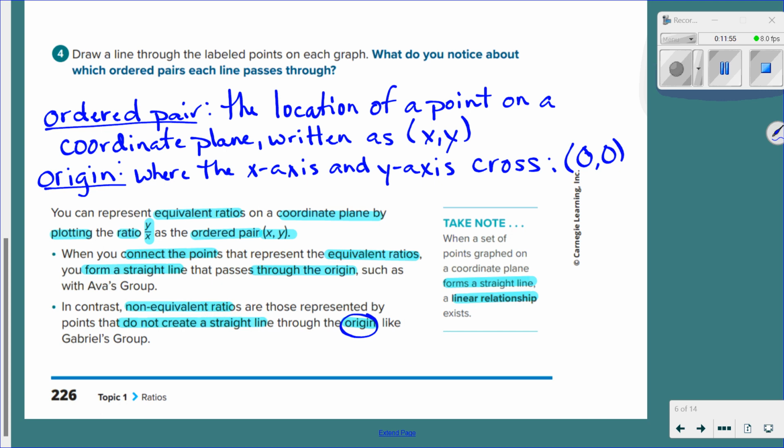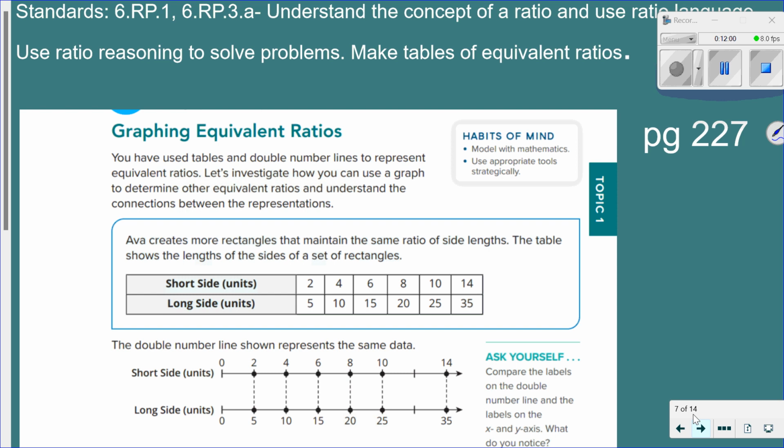Okay, let's go ahead and go to our next page then. Go back in your modules. We're now on page 227.